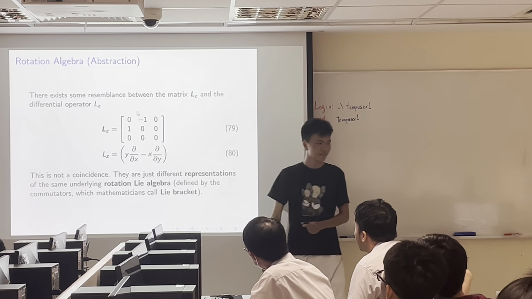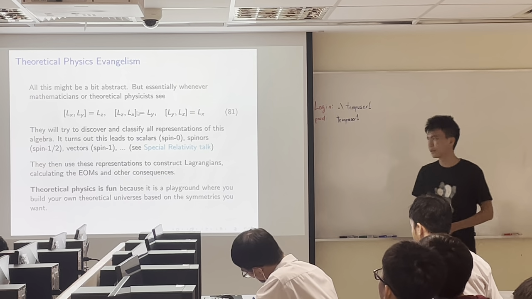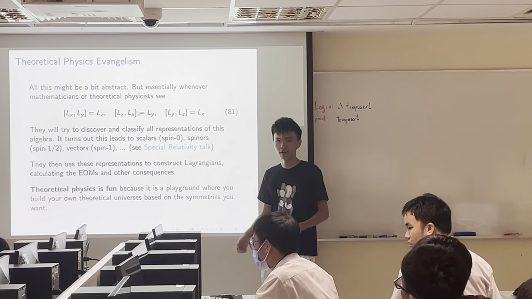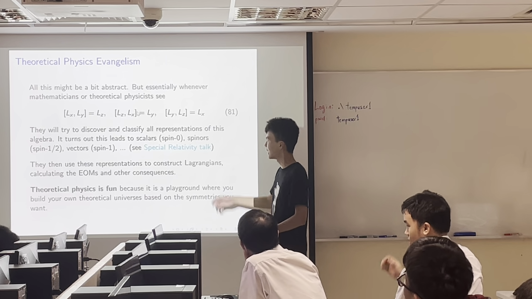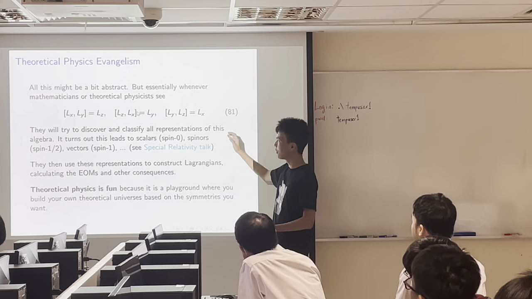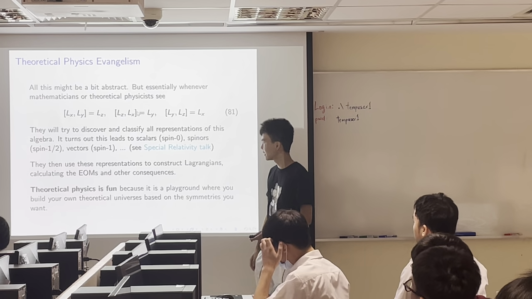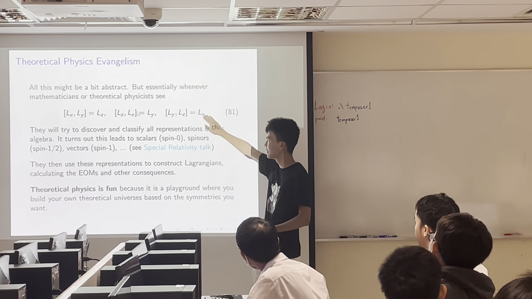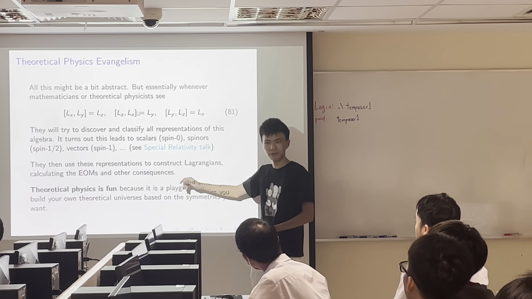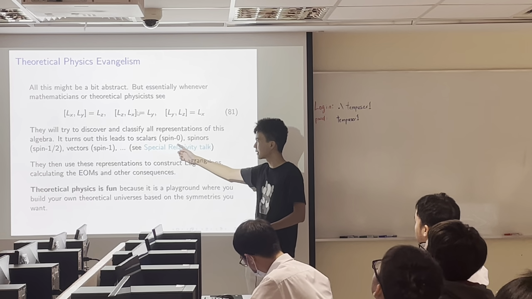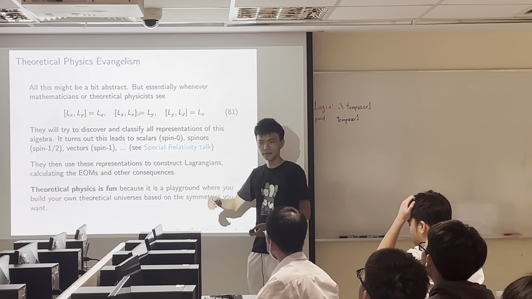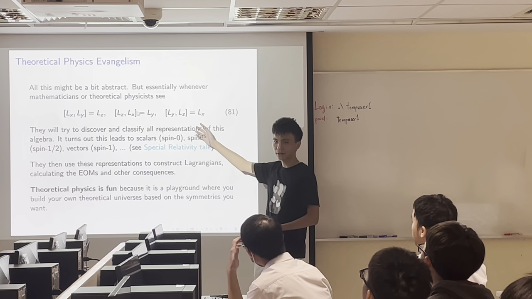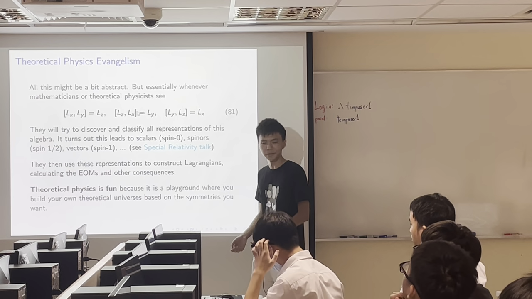So what mathematicians and theoretical physicists like to do is look at this algebra and ask themselves a very fun question, or a very bad question, depending on which side you're on. The question is: what are all the possible representations of it? And remarkably, I mentioned this a bit in my special relativity lecture, if you consider all the representations of this algebra, you get all your particles in quantum mechanics. You get your spin zero particles, your electromagnetism, your electrons, everything. By considering representations of the rotation algebra mathematically, you get essentially all your particles.